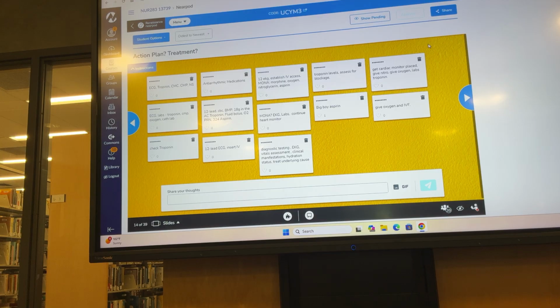And then you are going to be utilizing MONA, not necessarily in that order, but you are going to be putting the patient on oxygen. We know that there's ischemia happening in the heart. What is ischemia? Lack of oxygen. Don't you think we'd like to put our patient on some oxygen to help them? So again, you're putting them on oxygen.